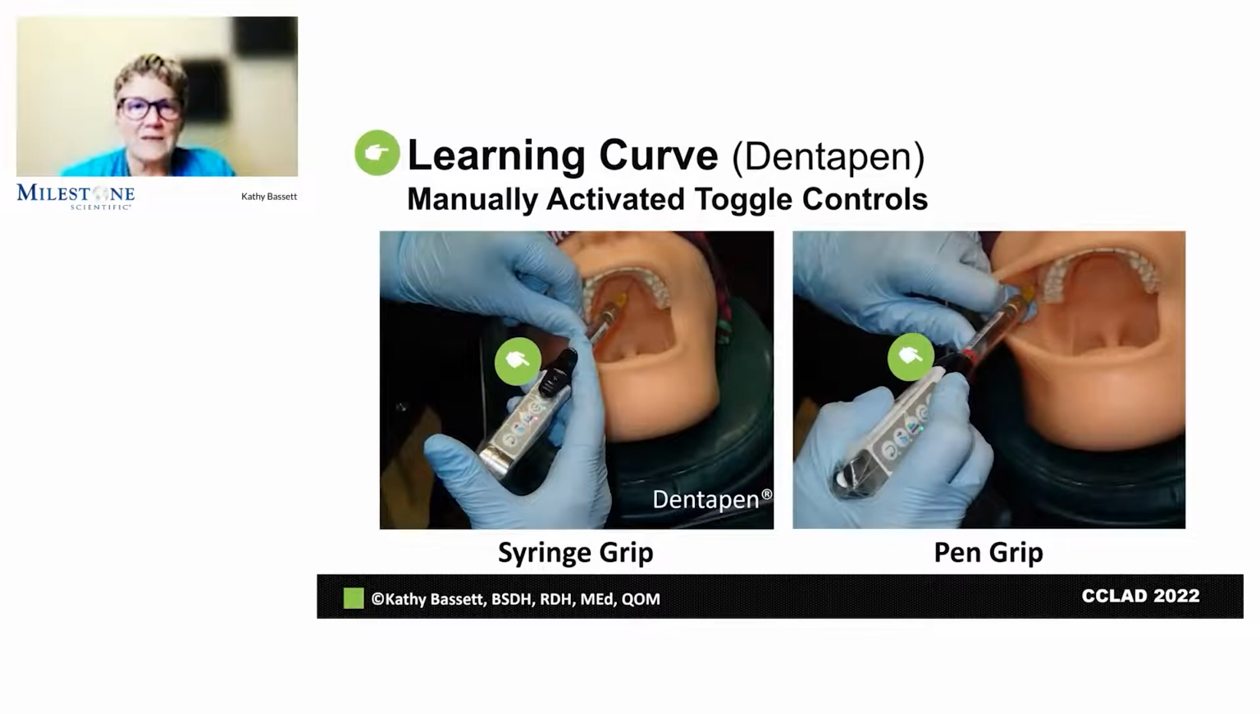Next thing is with the DentaPen, there's actually two different designs. If you look at the little black lever at the head of the device, you can choose which style, whether on the left, you're using more of a syringe grip toggle, or on the right, then you can actually hold the device in a pen grip style.